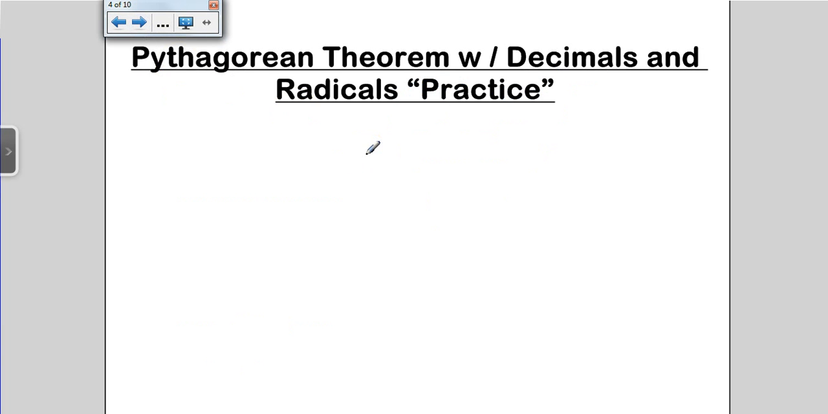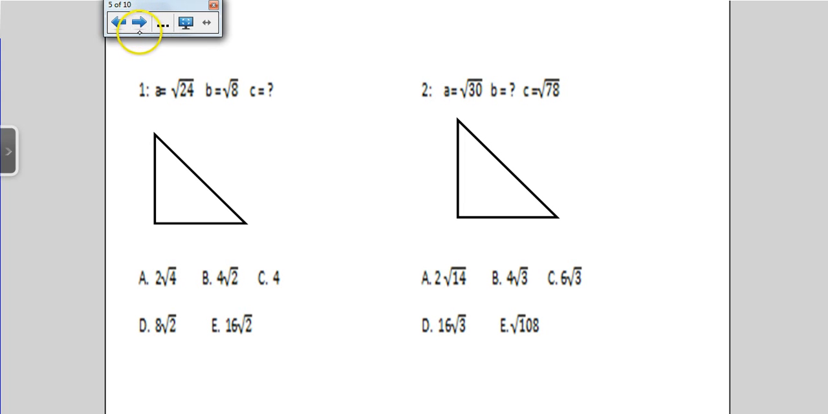Now, if you go to your next worksheet, which you may or may not have, so you might need to stop the presentation here, otherwise keep going. The worksheet that's titled Decimals and Radicals Practice. It's more of the same. They give you the two legs in the first two problems, and they want you to find the hypotenuse. So we've got the square root of 24, and then the square root of 8, and then here's the hypotenuse.